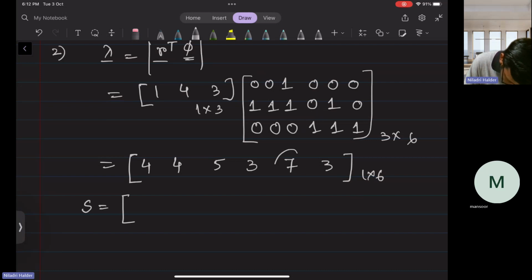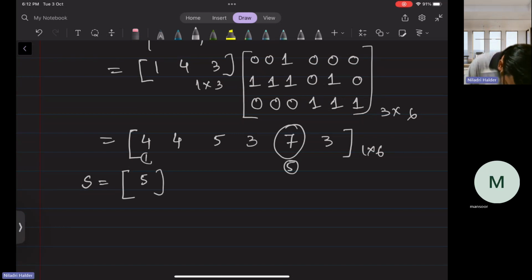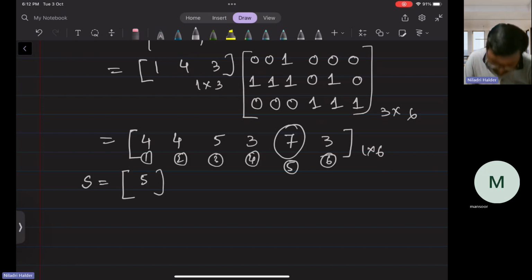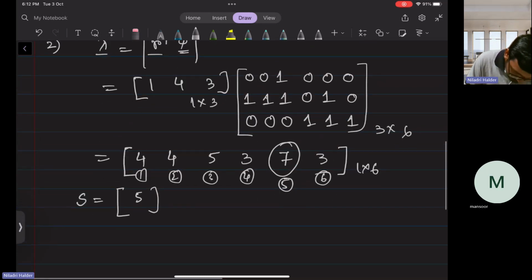So out of 6, only this position is the maximum value. So S will take one. S is just a vector. So that will take 5, because this is the fifth position: 1, 2, 3, 4, 5, 6. At the fifth position it's maximum. This will take 5.